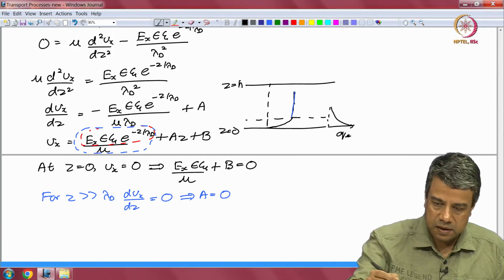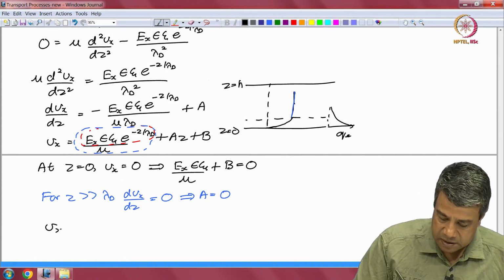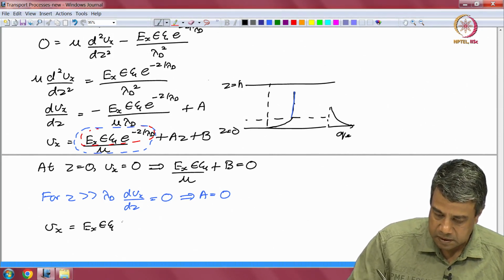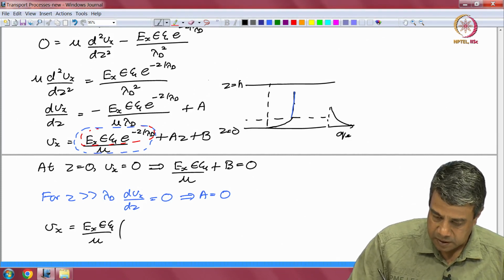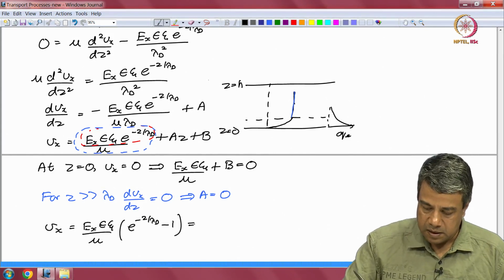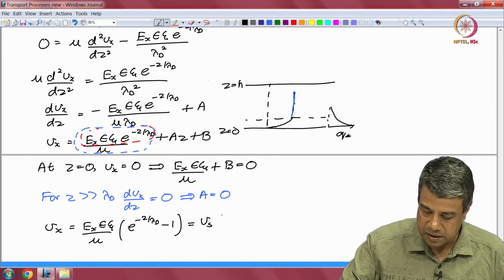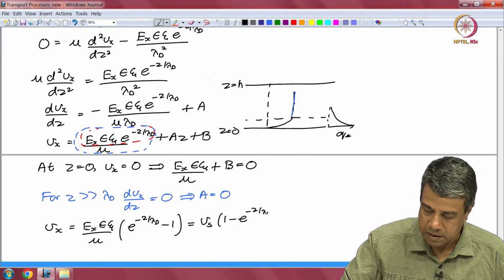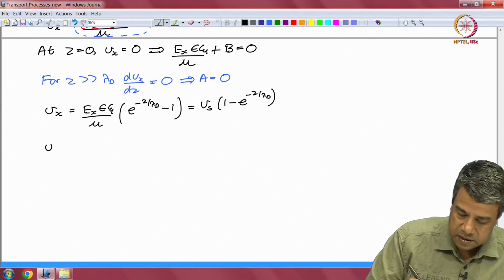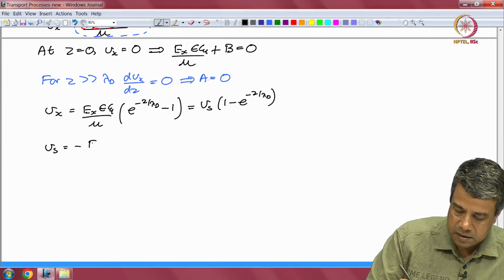So, putting these two together, Vx is equal to Ex epsilon zeta by mu into e power minus z by lambda d minus 1. I can write this as the slip velocity times 1 minus e power minus z by lambda d, where Vs is equal to minus Ex epsilon zeta by mu.